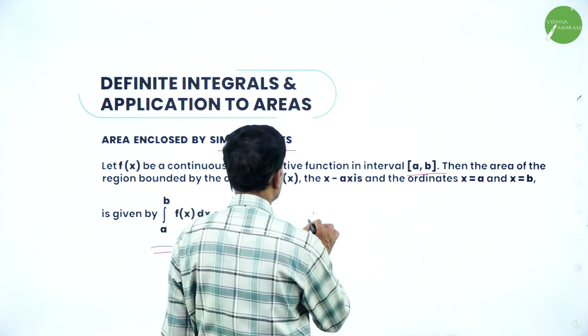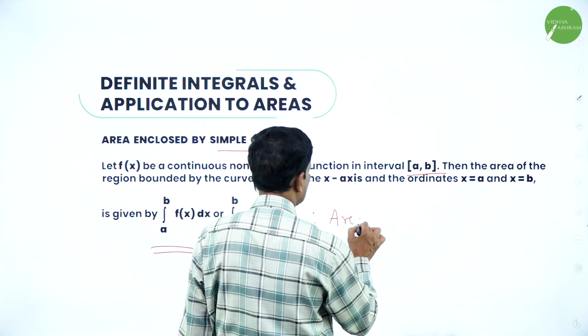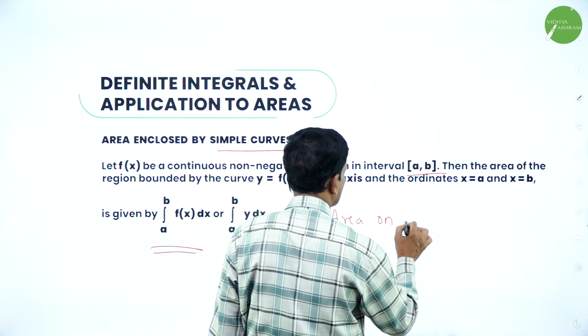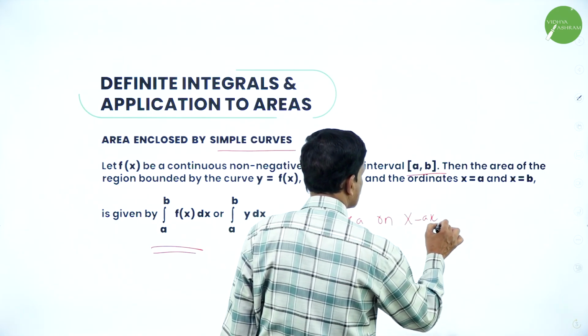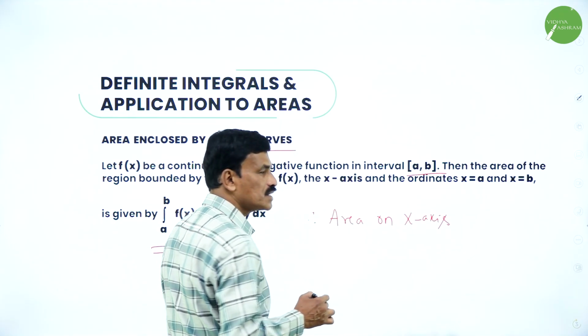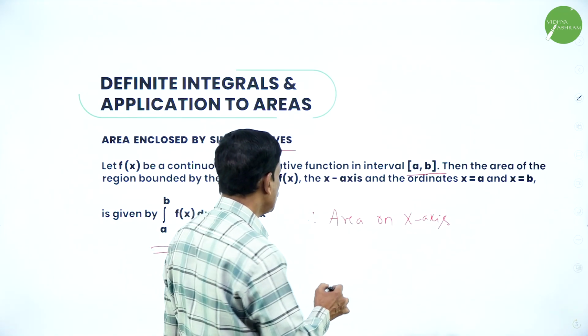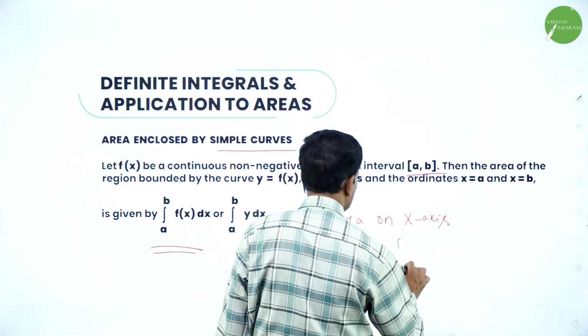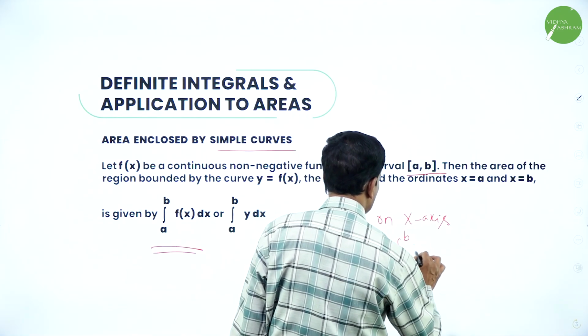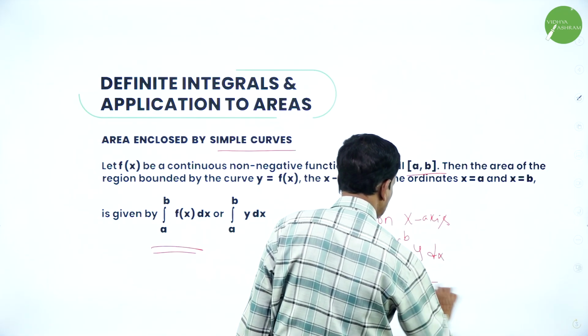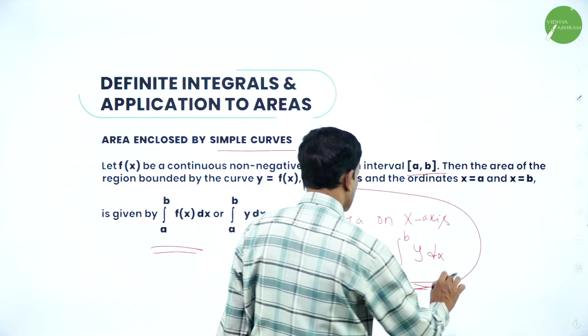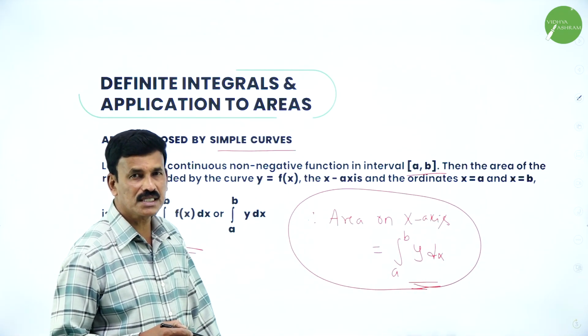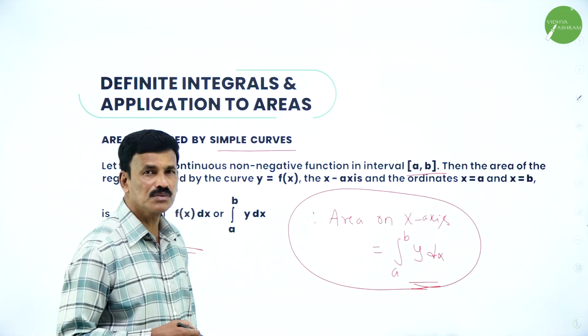Therefore, the area bounded by the curve on the x-axis between the limits a to b, that is the ordinates a to b, is given by integral a to b y dx. This is a very important formula. So, the area bounded by the curve on the x-axis is integral a to b y dx.